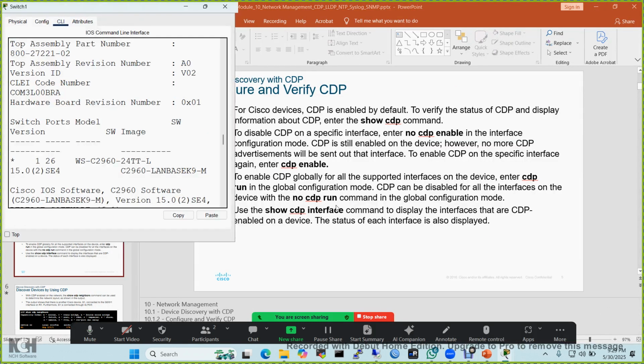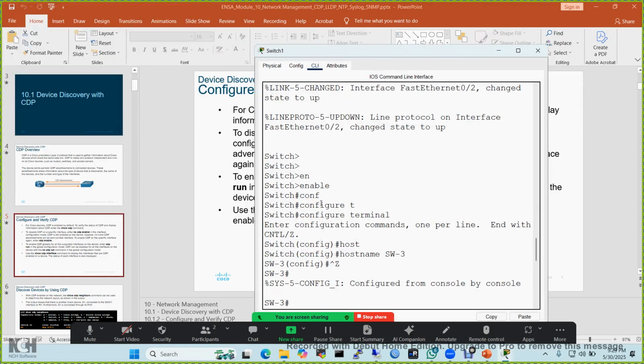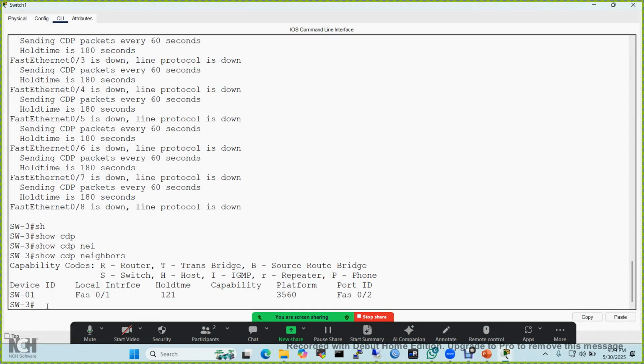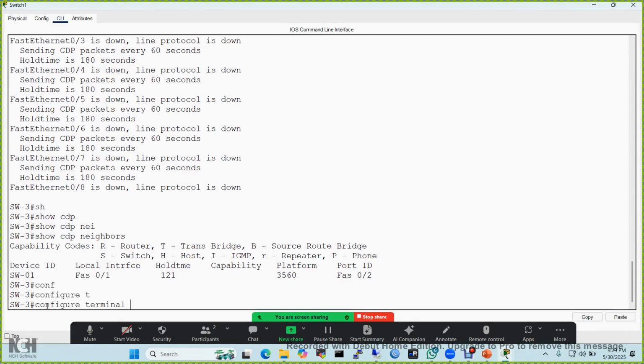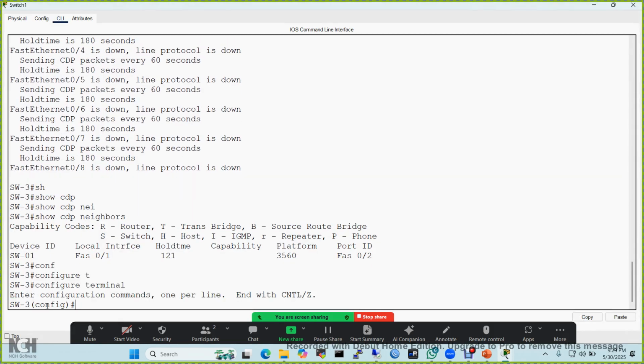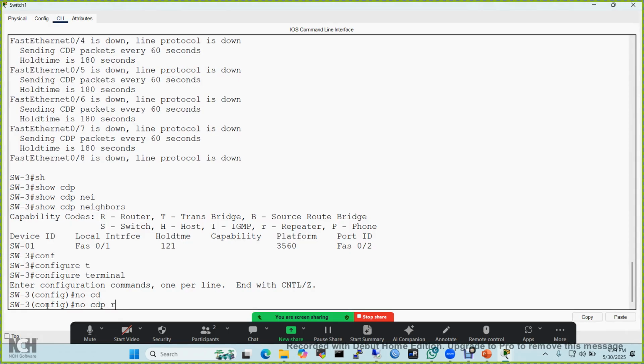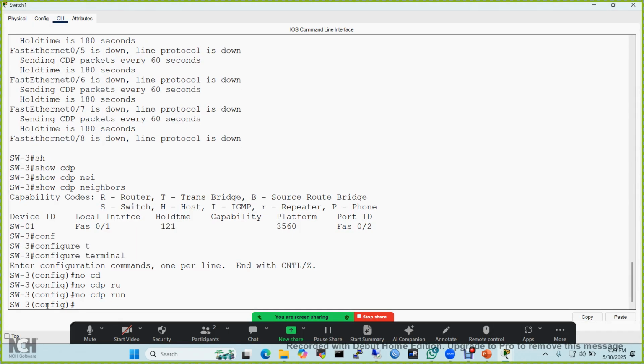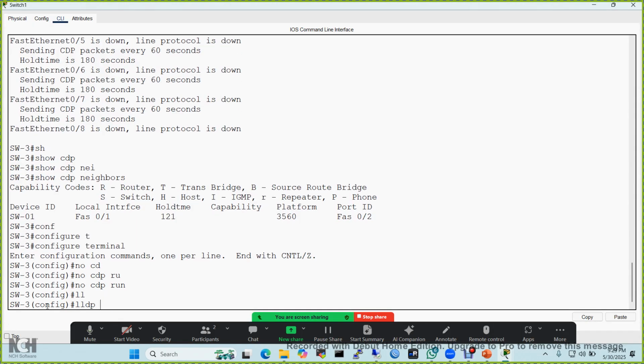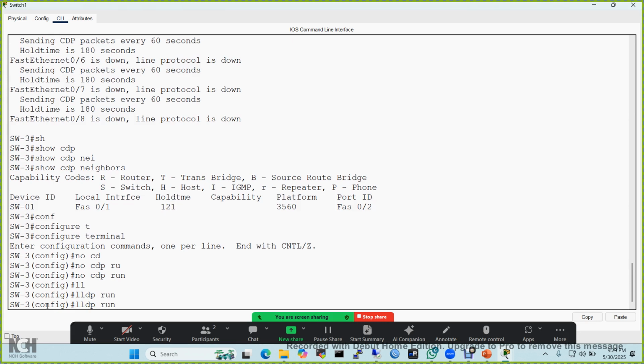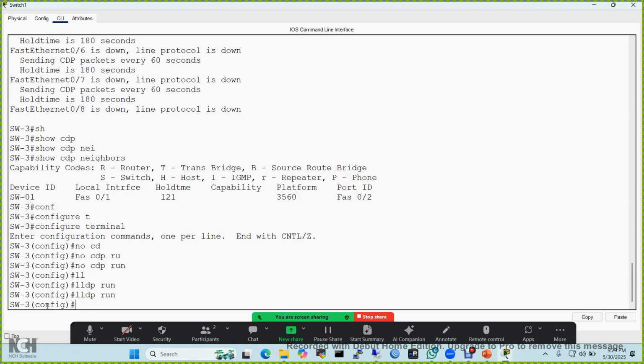Now I am going to switch 3. I will enable LLDP here, then they will discover one by one. Configure terminal. I am disabling CDP: no CDP run. LLDP run. I have enabled LLDP in two switches, switch 1 and 3.